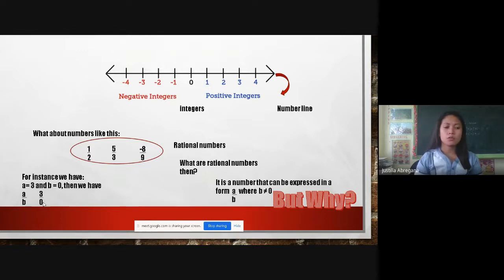But if you say 3, is 3 times 0 equal to 3? No. So what is then the answer? There is no answer because it's undefined. So that is the explanation why your b, or your denominator, should not be equal to 0.